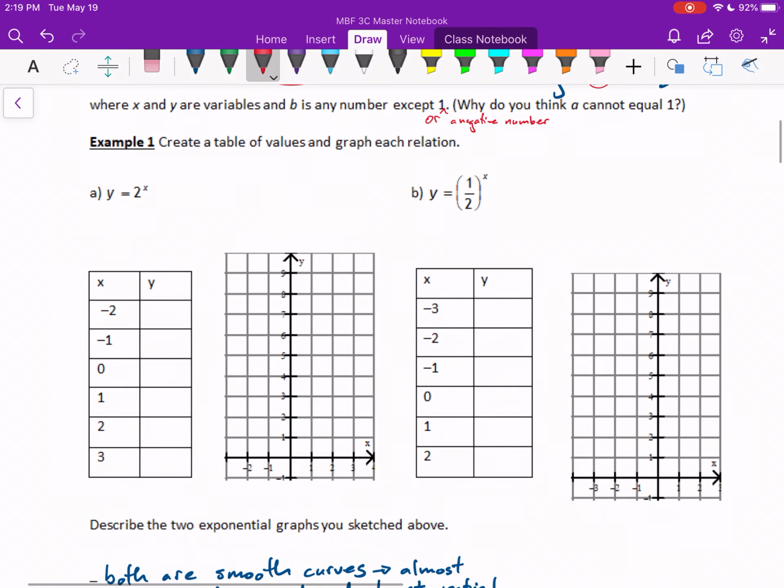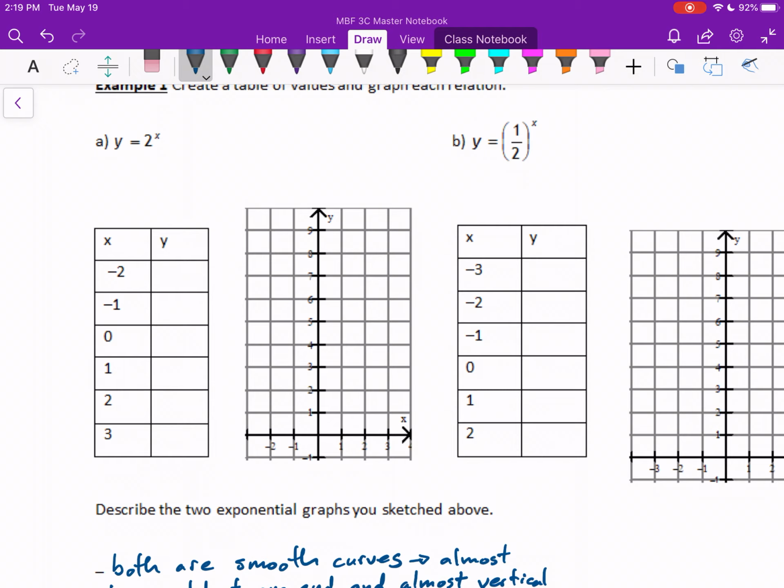Create a table of values and graph each relation. We'll do the first example. The first one is y equals 2 to the x, as we already looked at. Remember, when we want to make a table of values, we choose our x values, and then we see what y values come out by sticking the x values into the equation and getting the y values.